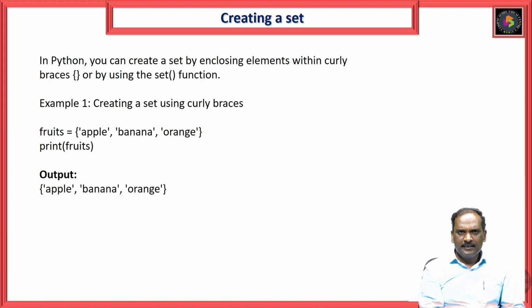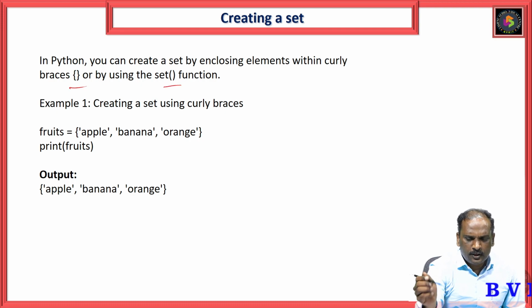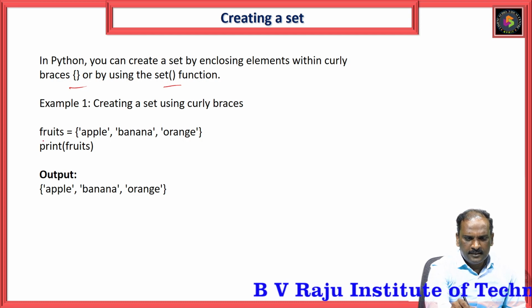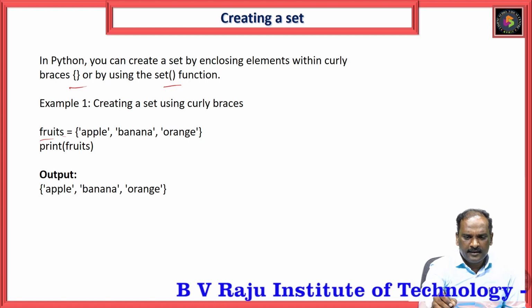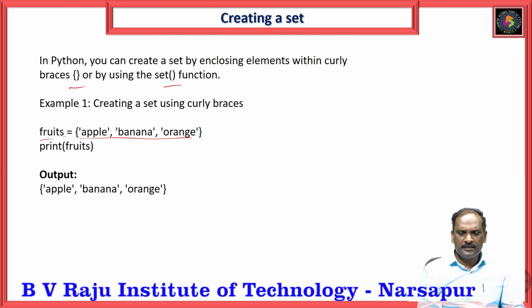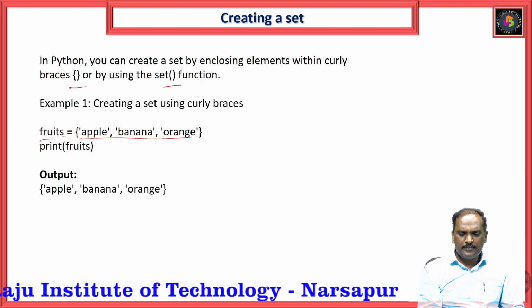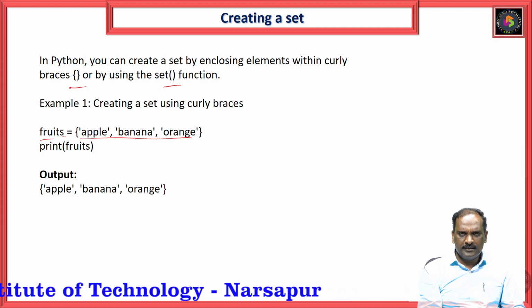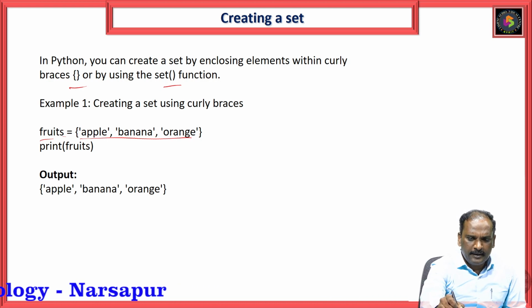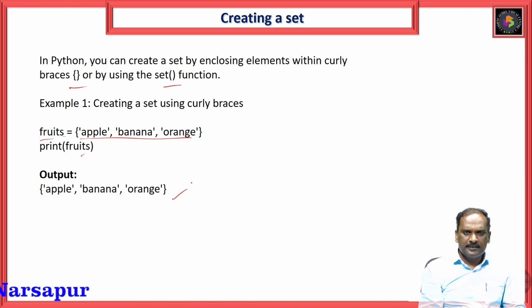Now we shall see how to create a set. In Python, we can use curly braces or the set function. In this example, the variable fruits contains a set of elements. The first element is apple, the second element is banana, and the third element is orange, which are enclosed inside the curly braces, separated by commas. So when I print the variable fruits, you are going to see this output.